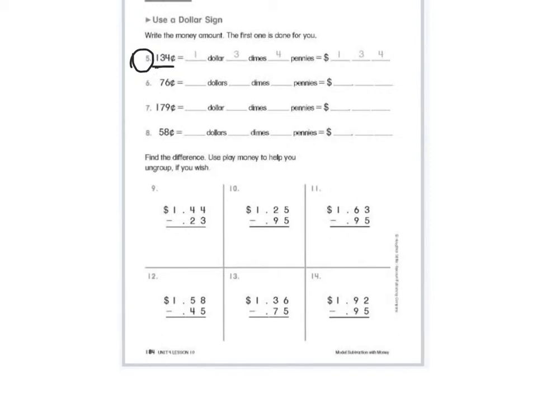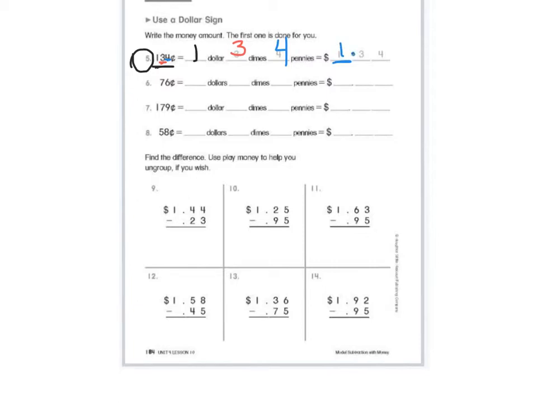So for 134, the 1 in the hundreds place tells me I have $1 bill. The 3 in the tens place tells me I have 3 dimes for 30 cents. And the 4 in the ones place tells me I have 4 pennies for 4 cents. Then this is the part that many of you were getting confused on the quick quiz. Your first place value here is your dollar place value. So your 1 is going to go in there for your dollar bill.